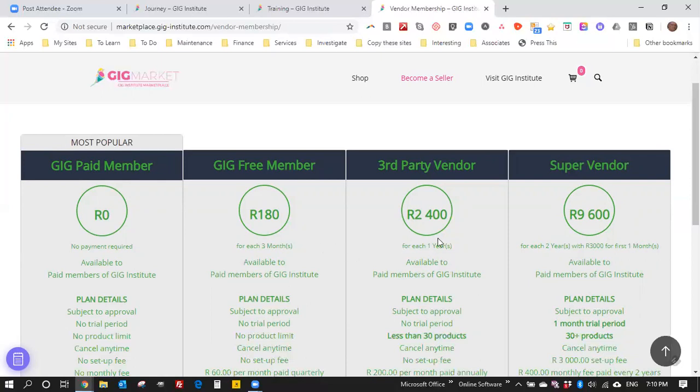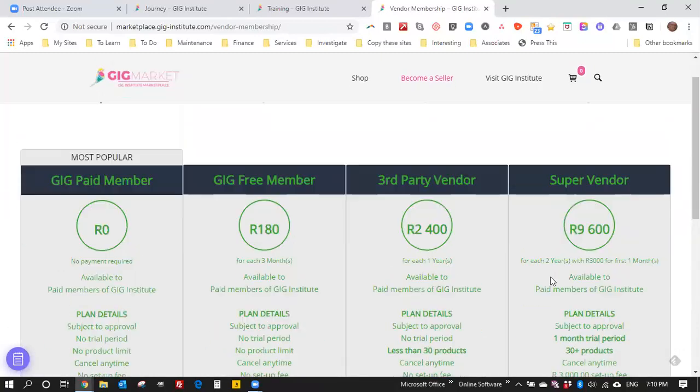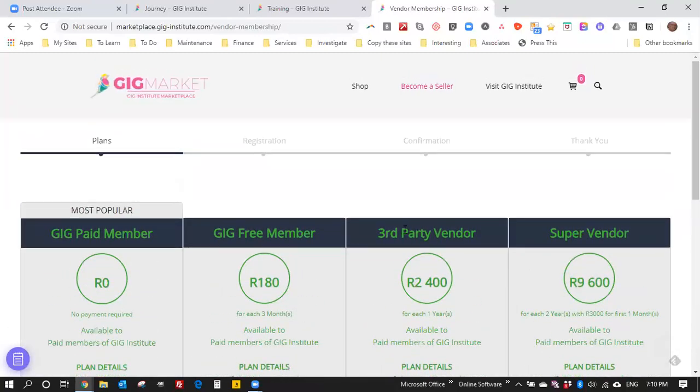Third-party vendors pay 2,400 Rand a year, and super vendors pay 9,600 Rand for 2 years with 3,000 Rand for their first month. So it's quite expensive if you're a big seller. Other than that, the store is very, very simple to operate.